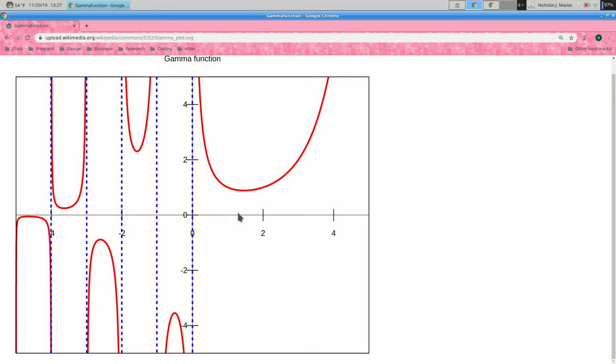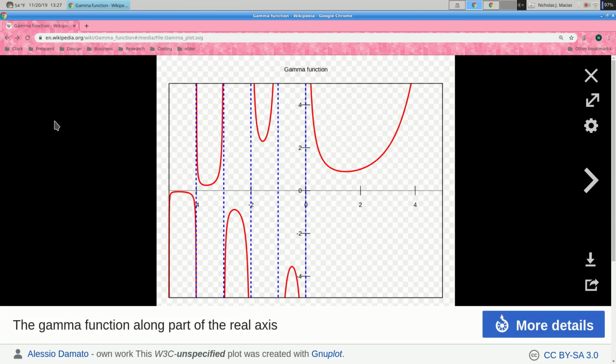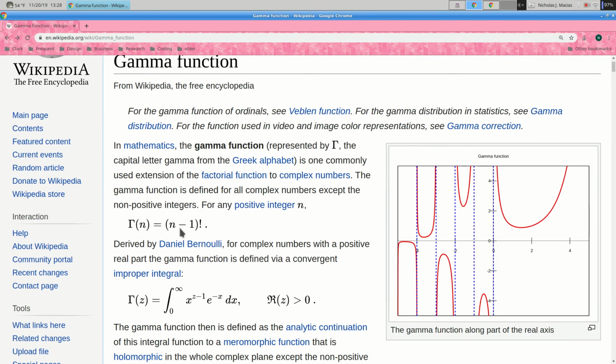But on this positive side, the function value at 1 is 1, at 2 is 1, at 3 is 2, at 4 it's actually 6, at 5 it's 24, and at 6 it's 120. And it turns out that gamma n is equal to n minus 1 factorial for positive integers n. So this is a function with an integral and an exponent and all this good stuff that turns out to be exactly equal to factorials for integer values of n.